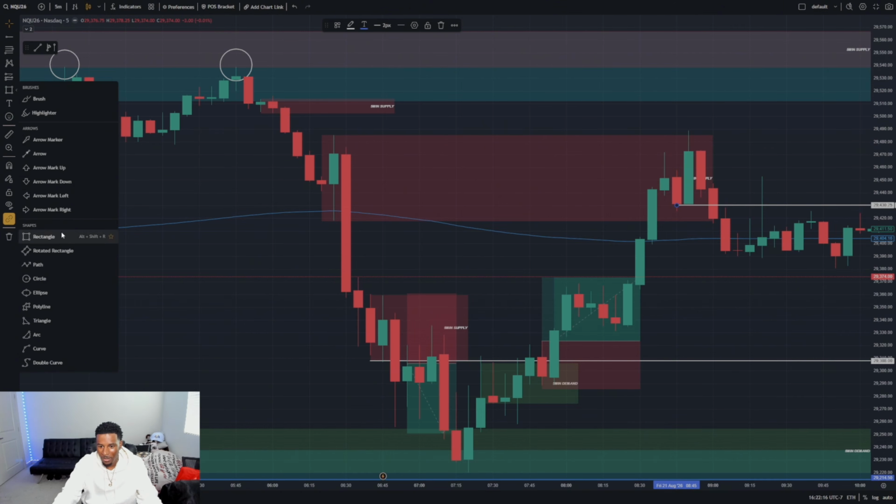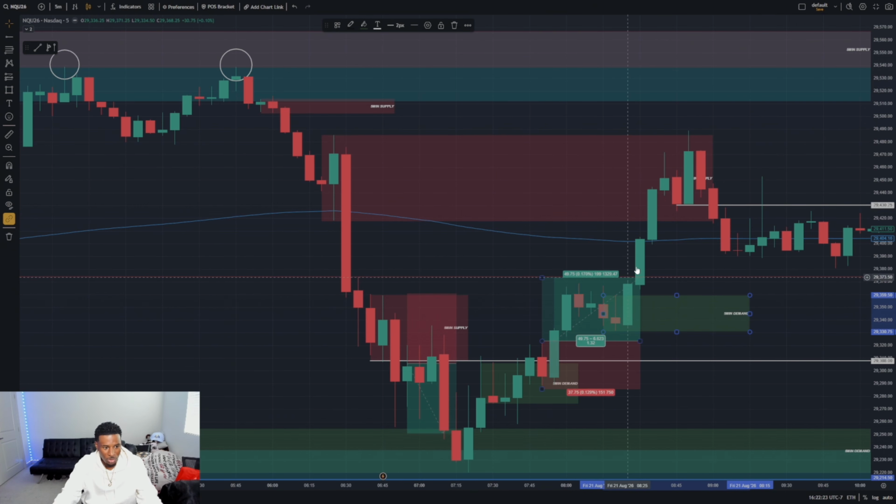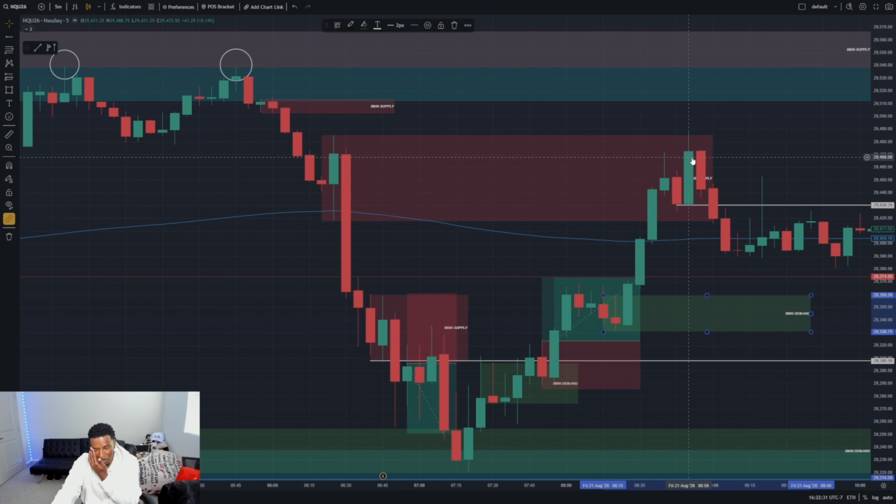9 times out of 10, I'm thinking either we go back down to the green or we're about to test this demand zone here to see what it's working with, because this is pretty strong. Look at this move. This is pretty strong. So we're going to come down here at some point, right? We get this move into the 5-minute supply.